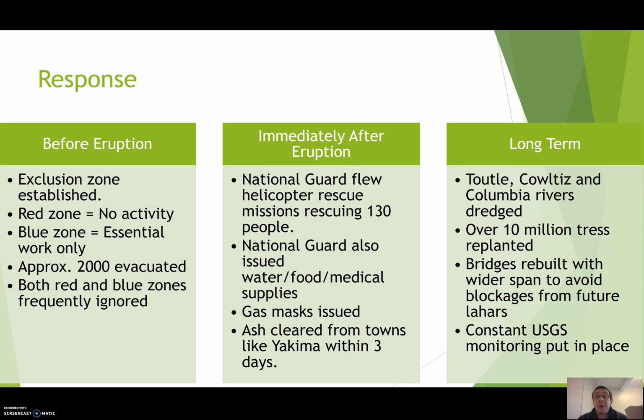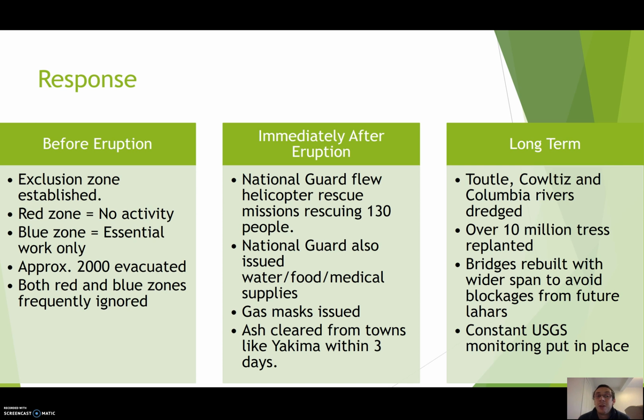Because of this, at Mount St Helens, they actually established 2 exclusion zones. So you had this red zone immediately around the volcano where you were not allowed to go at all. And a blue zone where, if you had essential work to get done, you were allowed in, but you weren't allowed to go and have a walk and take pictures. And that led to evacuations and stuff like that, which were obviously a little bit successful.